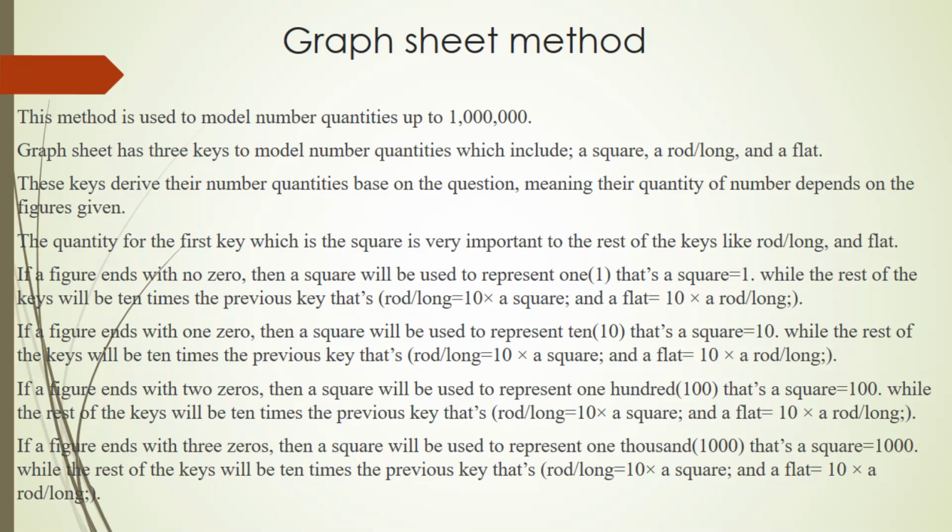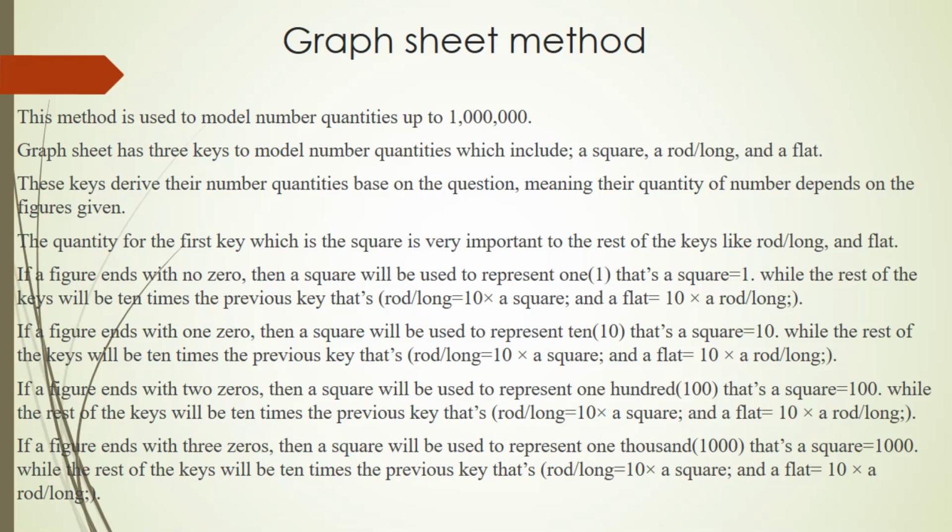But the first key depends on the question type. If a figure ends with 1 zero, then a square will be used to represent 10. That is, a square is equal to 10. If you have a number that ends with only 1 zero, then when you're choosing your first key, it means a square will be used to represent the 10, okay? Because when a figure ends with 1 zero, our square will be 10. Then it follows in that order.